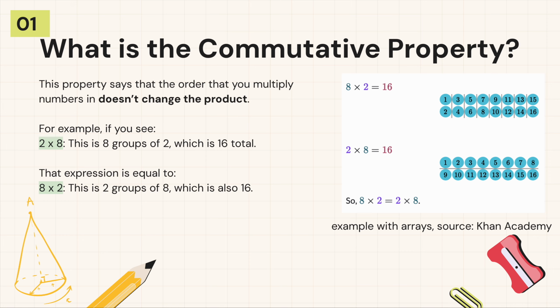This property basically just says that when you multiply two numbers, the order in which you multiply the numbers together does not affect the product. For example, you see this picture right here. If you see 8 times 2, that's 16, right? 2 times 8 is also 16. This is pretty straightforward. You probably already know this. 2 times 8 is 8 groups of 2, which is 16, and 8 times 2 is 2 groups of 8, which is also 16.